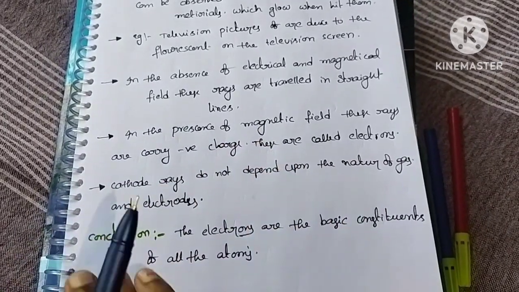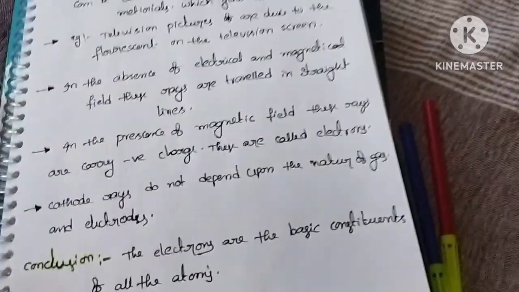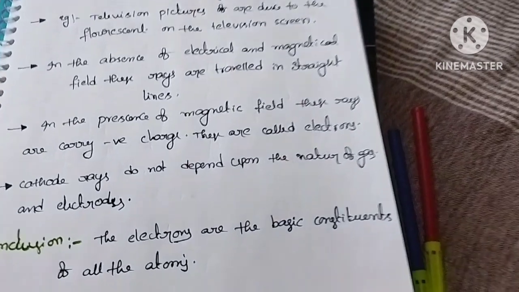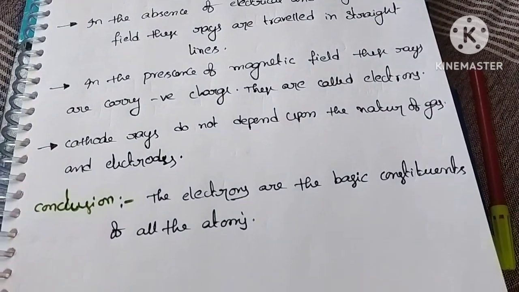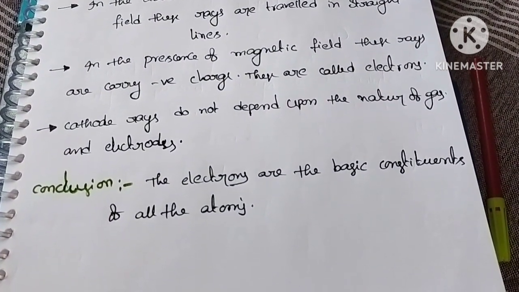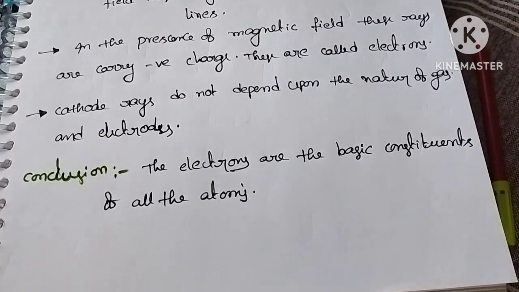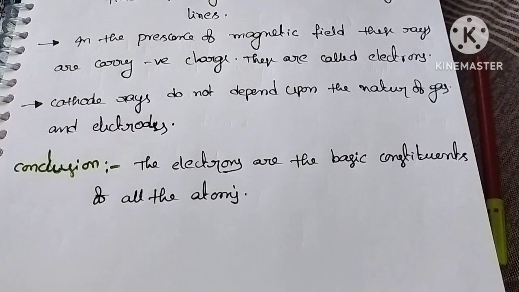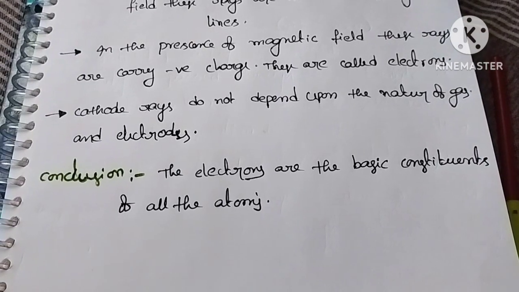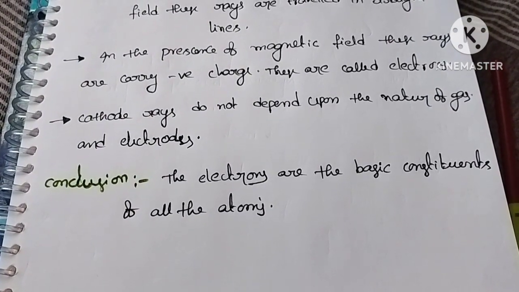Next, coming to the final conclusion. After this experiment, J.J. Thomson concluded that electrons are present and these are the basic constituents of all atoms. This is the final conclusion of J.J. Thomson's discharge tube experiment.